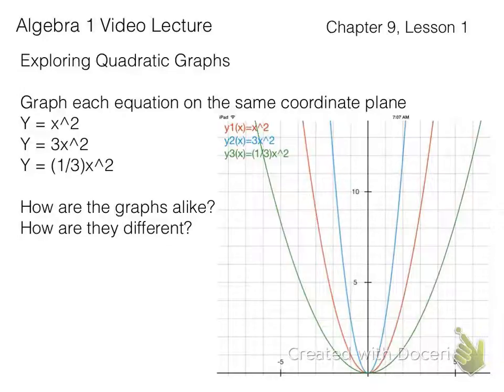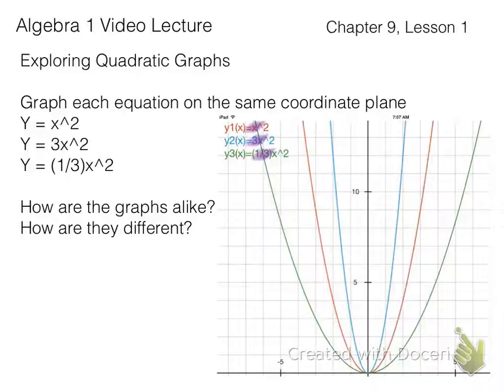Now, I have 3 different graphs here. I have the red one, the blue one, and the green one. The red one is the one in the middle, the blue one's the narrowest one, and the green one is the widest one. Now, as you can see, the blue one, which is the narrowest one, has a 3 in front of it. It's 3x. Whereas the red one is just a 1x, and the green one has a 1/3 x, all right?